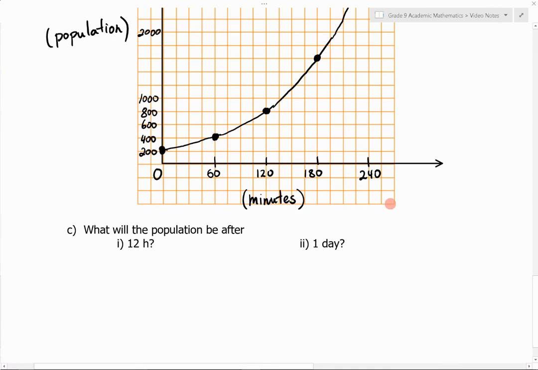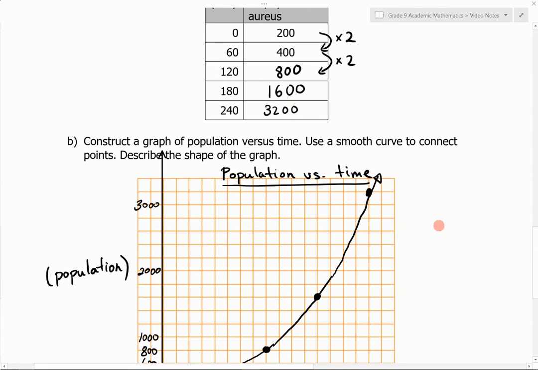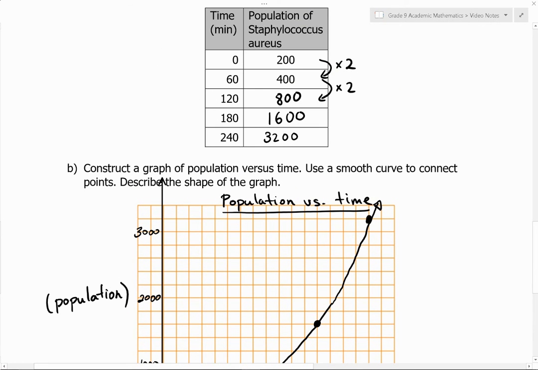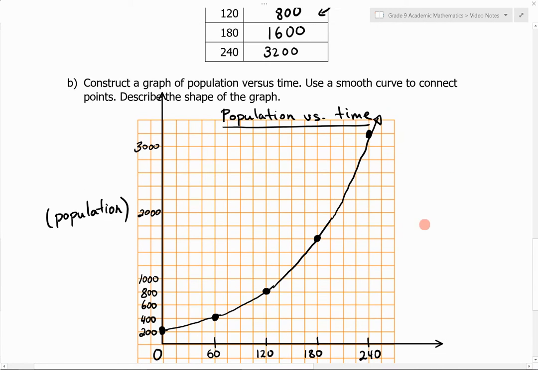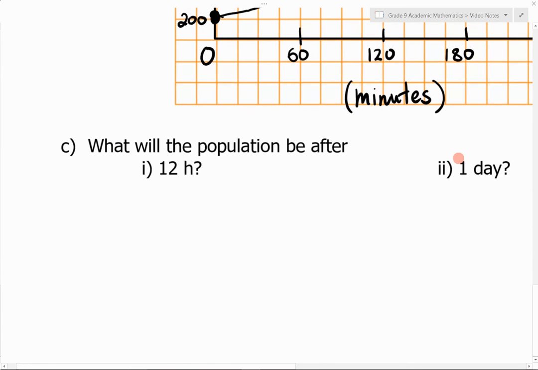I would challenge you to pause the video for a moment and see if you can continue this table and figure out what the population of this bacteria is after 12 hours and after 1 day. Okay, so hopefully you figured it out. I'll show you a shortcut for how you can figure this out.